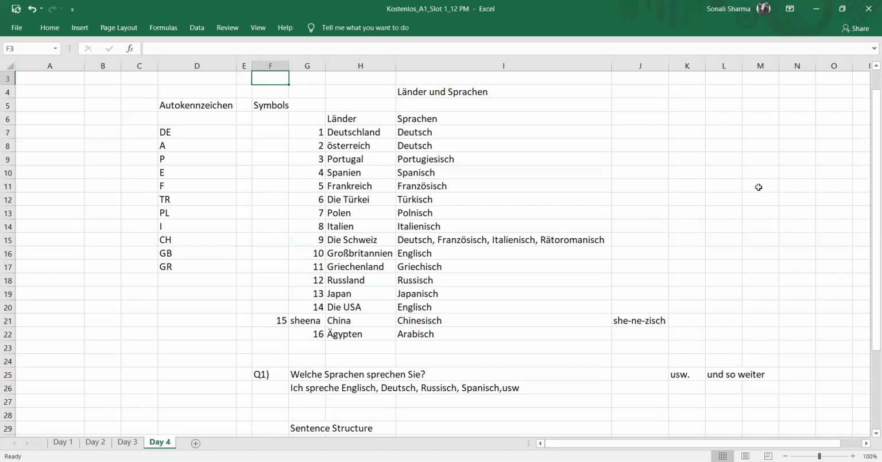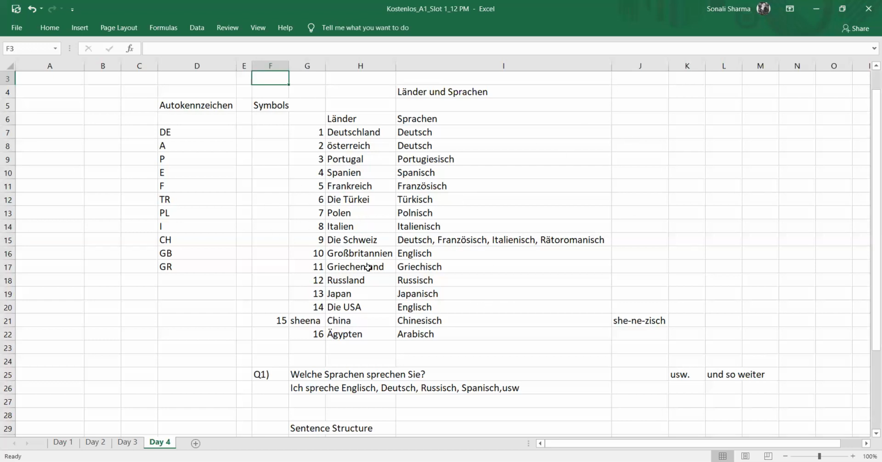Next is, welche Sprache spricht man in Frankreich? In Frankreich spricht man Französisch, or man spricht Französisch in Frankreich. Next is Polen. The question will be, welche Sprache spricht man in Polen? The answer will be, man spricht Polnisch in Polen. Welche Sprache spricht man in Italien? Italienisch spricht man in Italien, or man spricht Italienisch in Italien. Welche Sprache spricht man in Großbritannien? Englisch spricht man in Großbritannien.